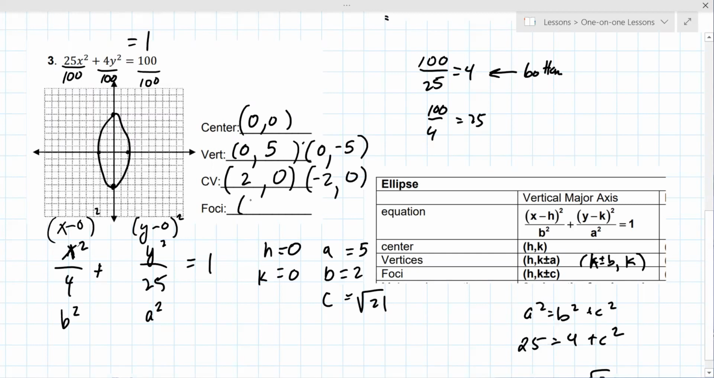Foci is H, which is 0 again, comma, K plus or minus C, so K plus C, 0 plus square root 21, and then it's 0 minus square root of 21. And if you click on that link, you'll see that the solution is right there.